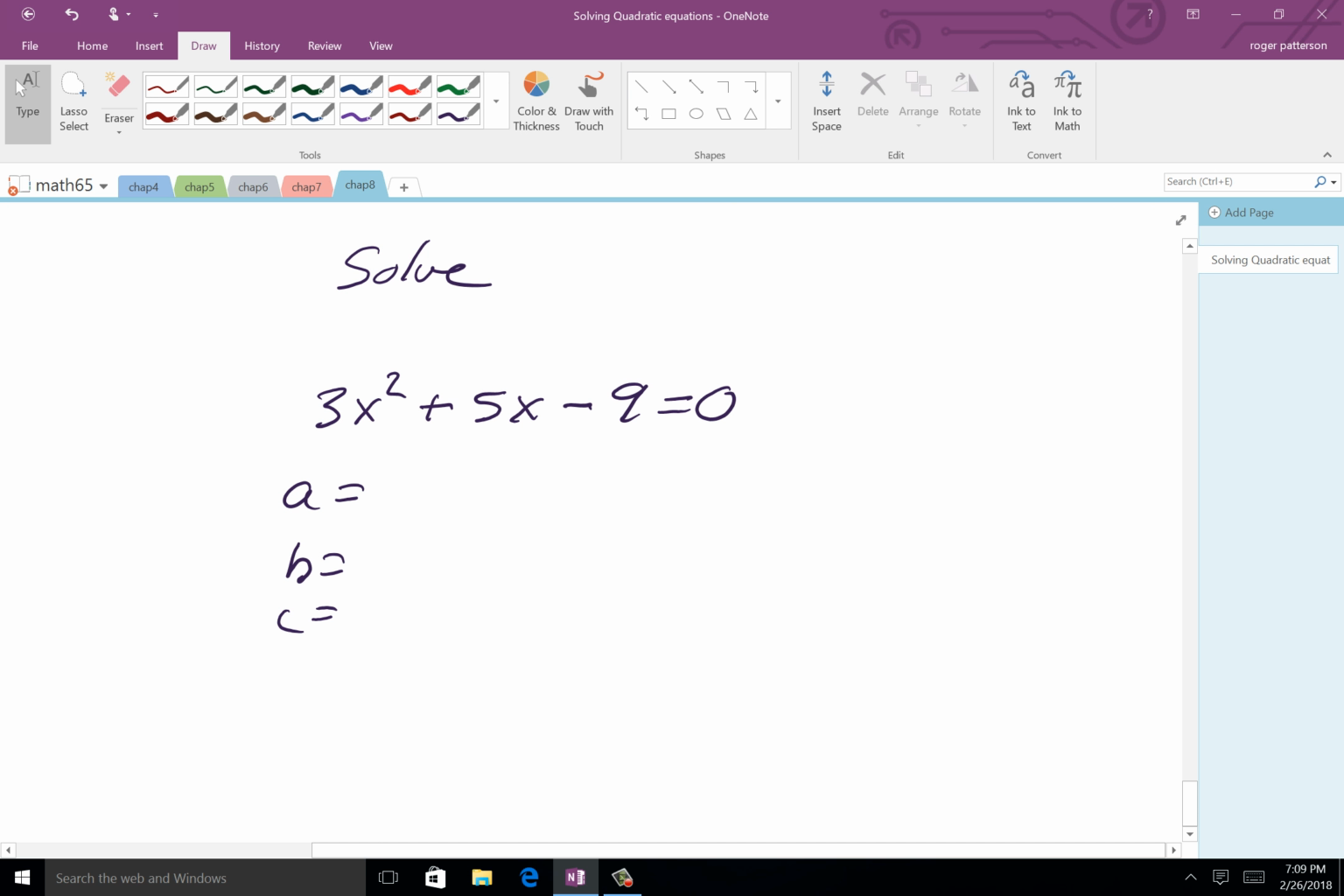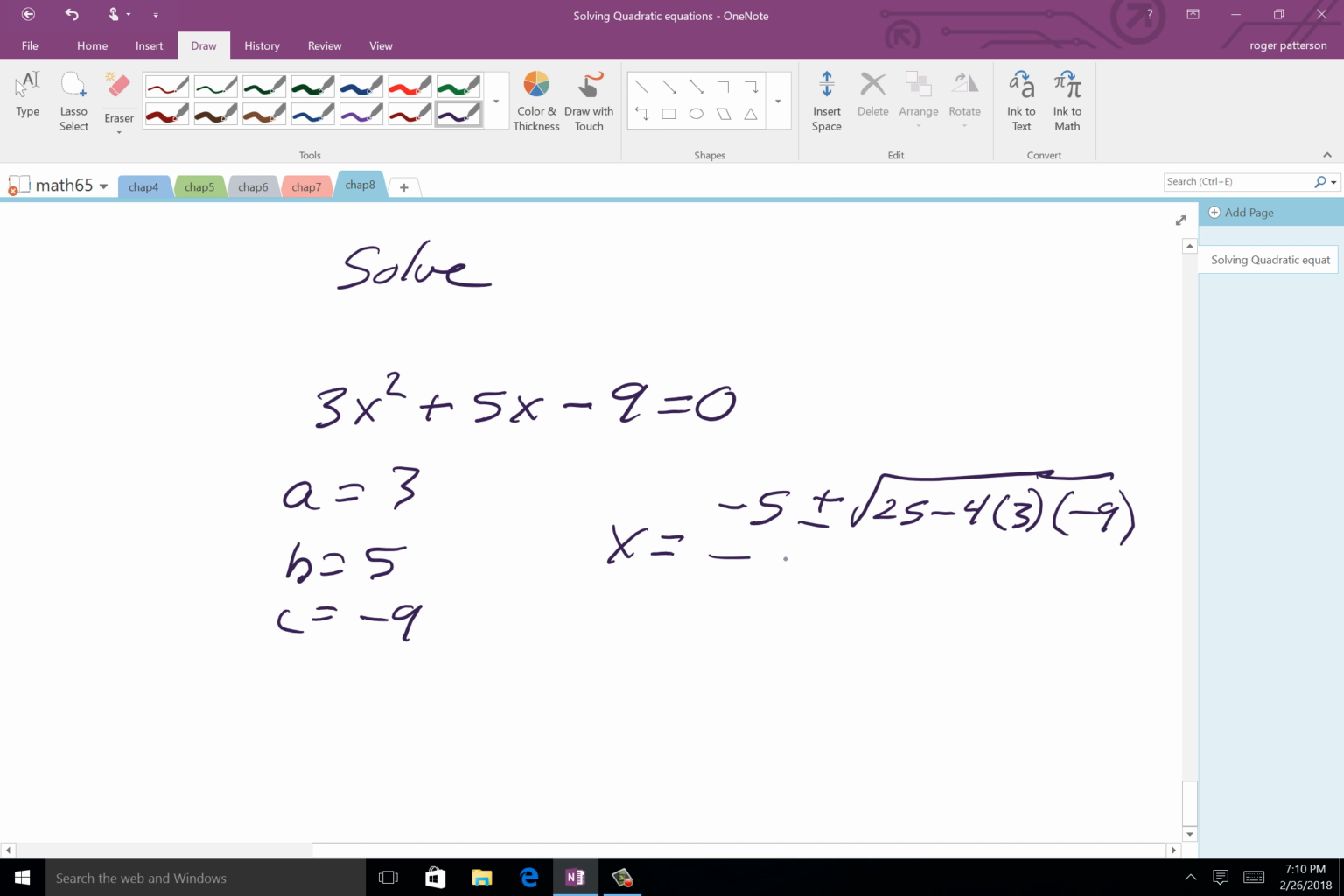So here's our problem. 3x squared plus 5x minus 9 equals 0. What's A? 3. B. 5. And C. -9. Here we go. X equals opposite of B, -5, plus or minus square root, b squared, what's that? 25 minus 4 times 3 times -9.